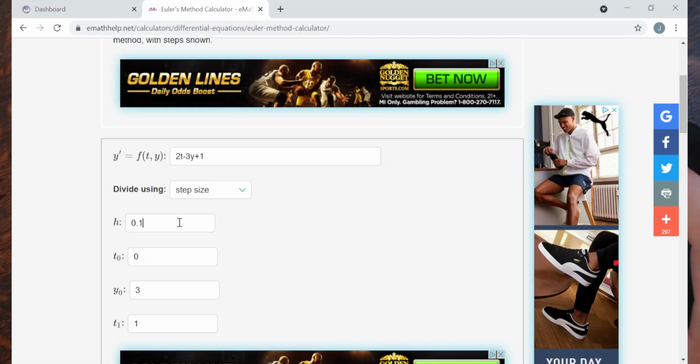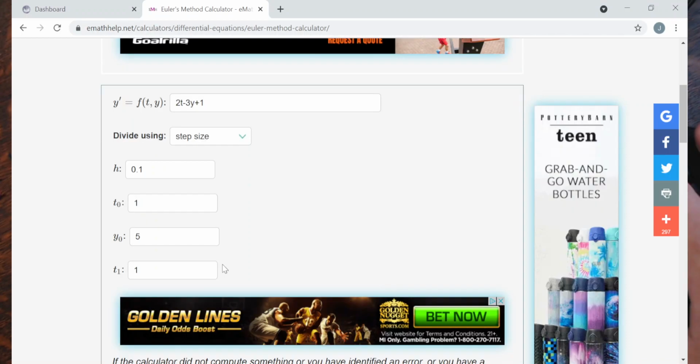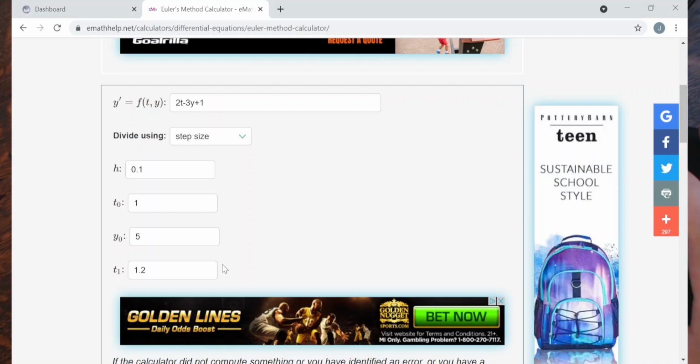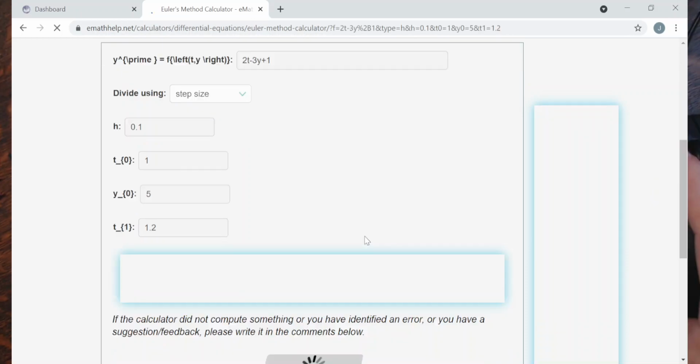And then where do we want to go? What's the last x value we want to be at? We want to be at 1.2. Remember, I want the approximation of the solution at x equals 1.2, or in this case, t equals 1.2. Then I hit enter after I've entered all this, and then it shows you below this all the steps.